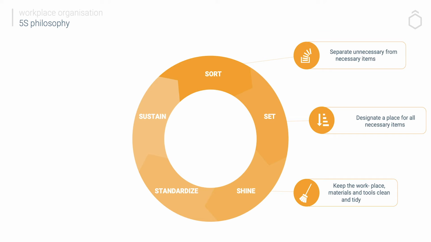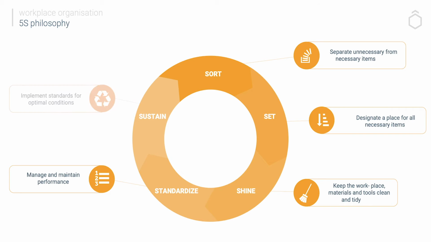Standardize, well, this is how we manage and maintain performance. So this is how do we put those practices into a standardized way, as standard as possible, to make sure we maintain and keep them. And then the last one, sustain, well, this is the most difficult. This is all about how do we implement and control and monitor to drive those optimal standards both now and in the future. So this is a quick introduction to 5S.